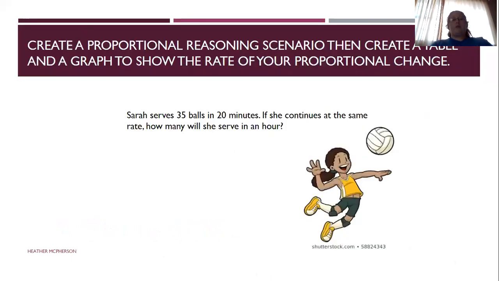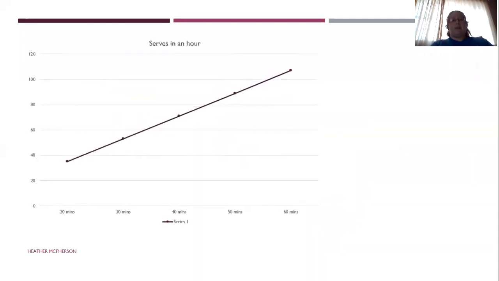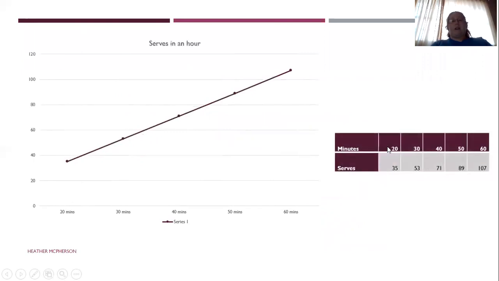Now, for a proportional reasoning scenario, it is Sarah serves 35 balls in 20 minutes. If she continues at the same rate, how many will she serve in an hour? So, I created a graph and a table to show that. So the graph right here is serves per hour, and it starts with the 35 at 20 minutes. And as long as she continues to go at the same rate, it's just going to continue to climb instead of fluctuate. The table shows it a little bit better understanding.